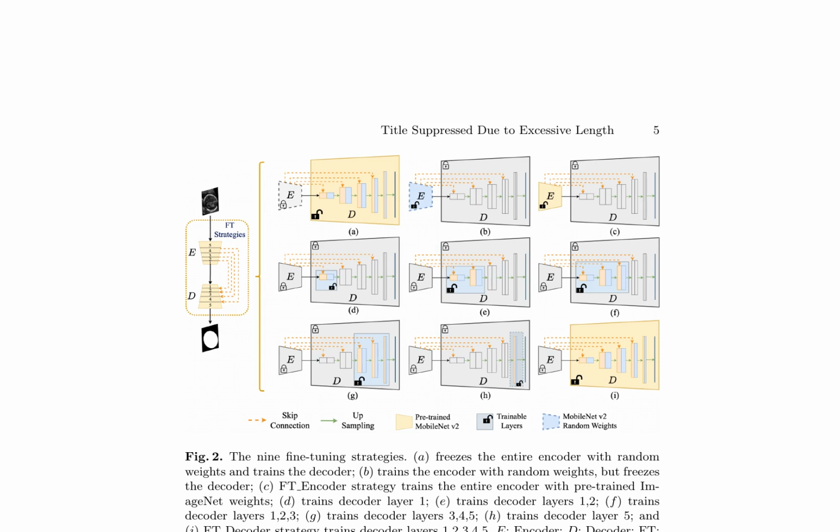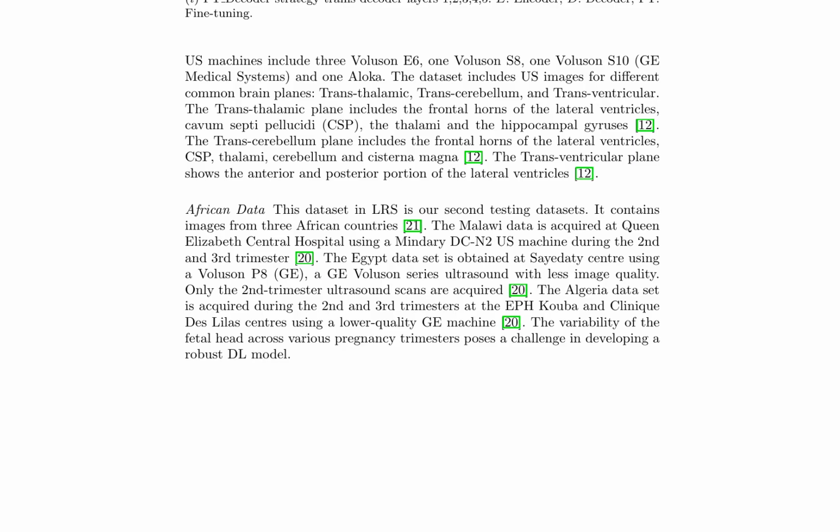The ultrasound US dataset employed in this study consists of images from various brain planes, including transthalamic, transcerebellum, and transventricular planes. These planes capture distinct regions of the fetal brain, such as the frontal horns of the lateral ventricles, cavum septi pellucidum, thalami, and hippocampal gyruses. The US machines used to acquire these images include Voluson E6, Voluson S8, Voluson S10, and Aloka.